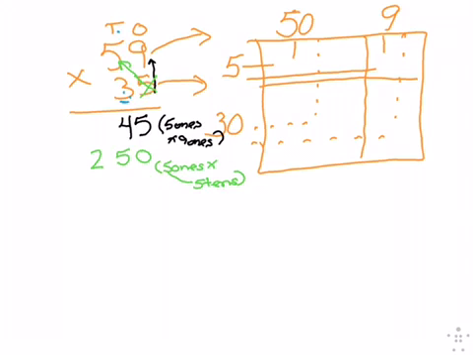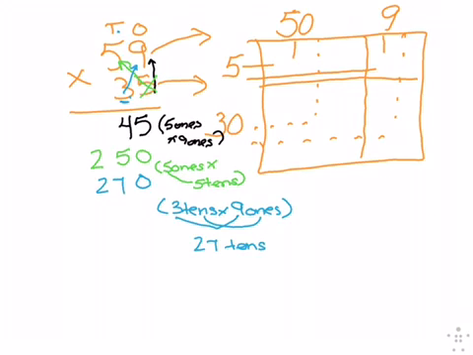3 tens times 9 ones. 3 times 9, we know is 27. And 10 times 1 is 10. So it's 27 tens. 0 for the tens, 27. And the last part is 3 times 5. 3 tens times 5 tens. Make sure you have that written down.